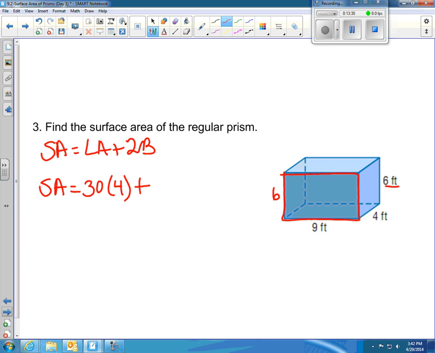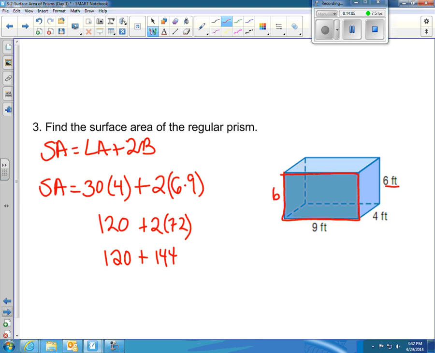So 6 times 9. Oops, don't forget your 2. 6 times 9 we know is 72. Oh, I should write these in the same order. 2 times 72. And 30 times 4, we get 120. 120, 2 times 72, we get 144. So we end up with, wait, something's wrong here.